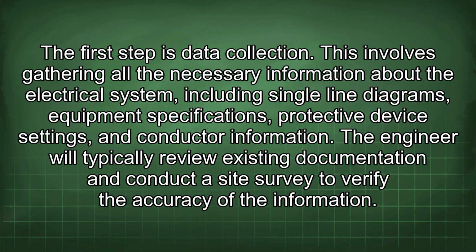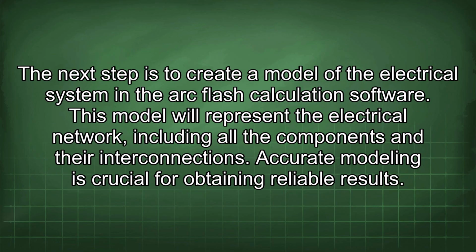The first step is data collection. This involves gathering all the necessary information about the electrical system, including single-line diagrams, equipment specifications, protective device settings, and conductor information. The engineer will typically review existing documentation and conduct a site survey to verify the accuracy of the information. The next step is to create a model of the electrical system in the arc flash calculation software. This model will represent the electrical network, including all the components and their interconnections. Accurate modeling is crucial for obtaining reliable results.